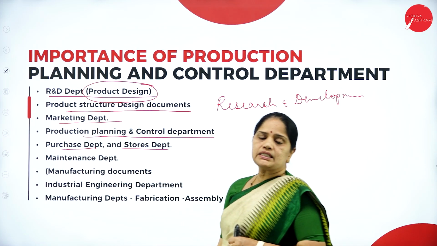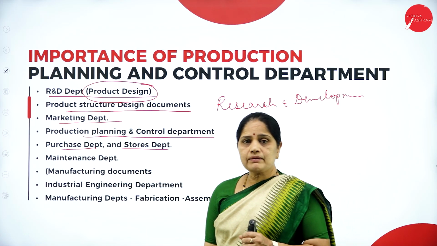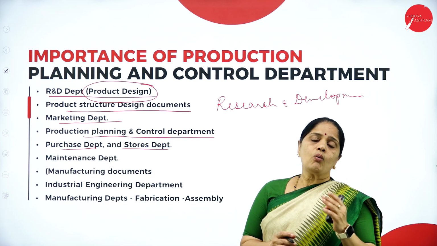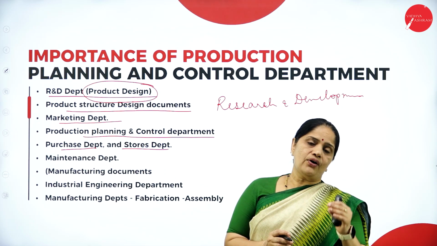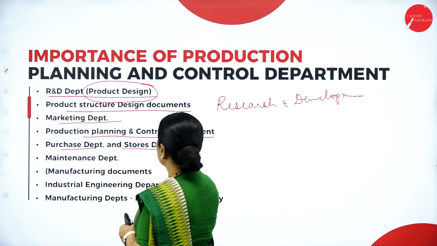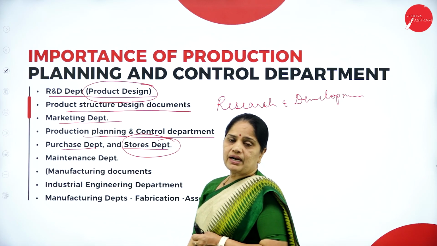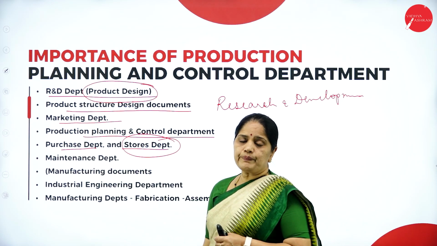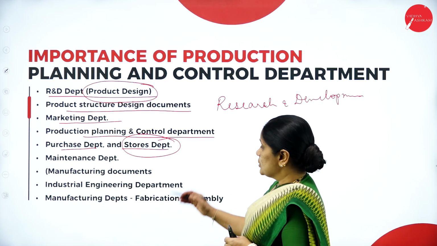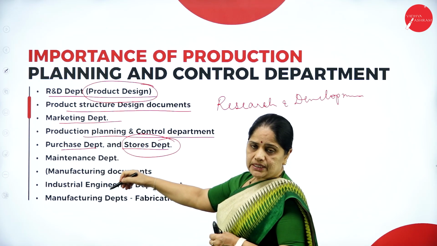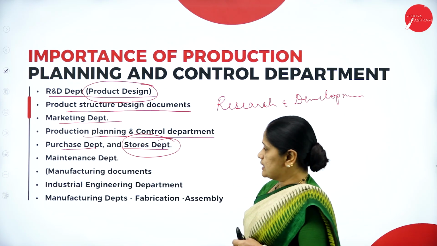Now what is this purchase department? The purchase department has to coordinate with the production house, because whatever raw materials you need for the production house has to be purchased by the purchase department. The stores department has to release the raw materials in time to the production house. So there should be a coordination between the production house, purchase department and the stores department.